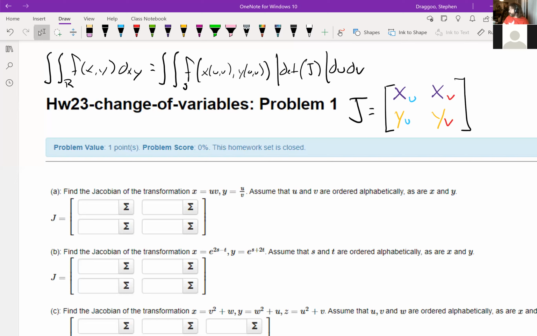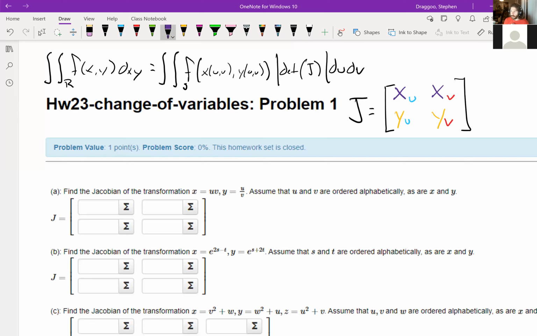And the way that works is it's just the determinant of the Jacobian matrix, which is the one spelled out in color. I'm just going to take x and y and get its partial derivatives with respect to both u and v, and put them into that determinant form. So if we're going to put this thing through, let's see what we've got. We want the Jacobian of the transformation x equals uv, y equals u over v.